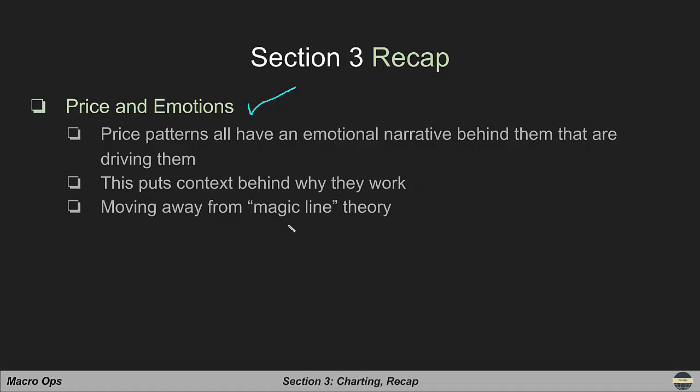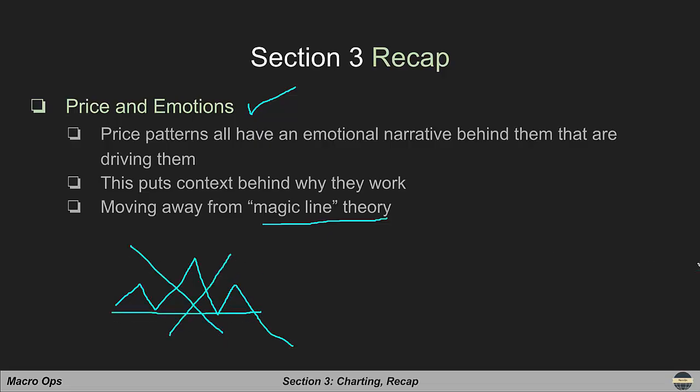So we're moving away from this magic line theory where a head and shoulders pattern is some sort of mysterious pattern that leads to some type of prediction. We're moving away from that, and instead we're looking at price movements as an emotional narrative. And that better explains the reason why they play out like they do. So it's more intuitive and more true to what's actually going on instead of just, hey, if some random pattern shows up in the market, then that's predictive.